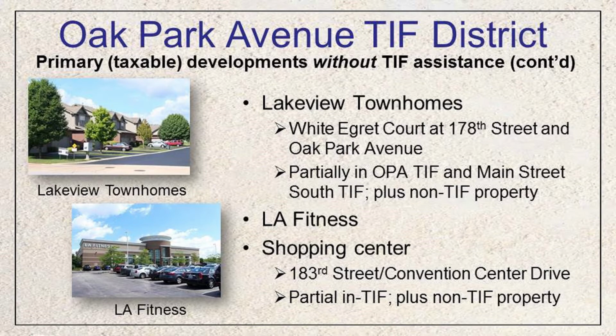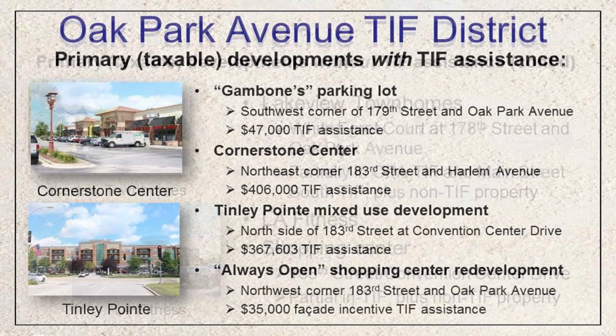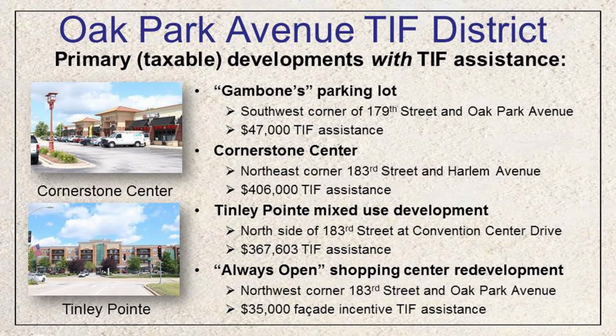property. The taxable developments that did receive some TIF assistance was the old Gambones parking lot at the southwest corner of 179th and Oak Park. You know where that's at there? Oh, yeah. Most recently, I think it was the Blue Fox that's now just recently been demolished. We provided $47,000 of TIF assistance towards building that parking lot to address concerns of everybody parking on the street and so forth when that business was there.